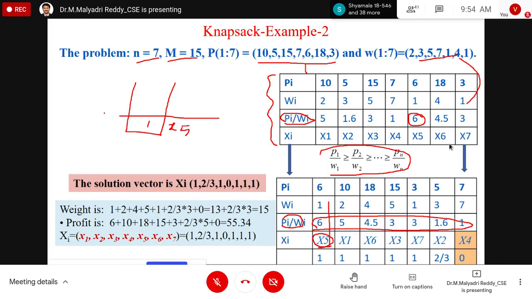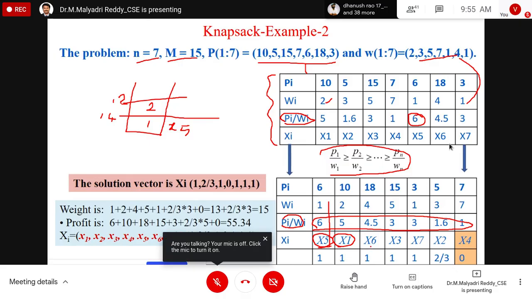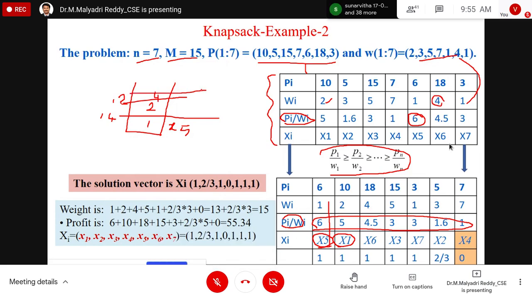Remaining weight is 14. Next, what is the next maximum value? 1 unit of the X1 element. Its weight is 2. The remaining weight is 12. Next, the X6 element, 1 unit. Its weight is 4. Remaining weight is 8.